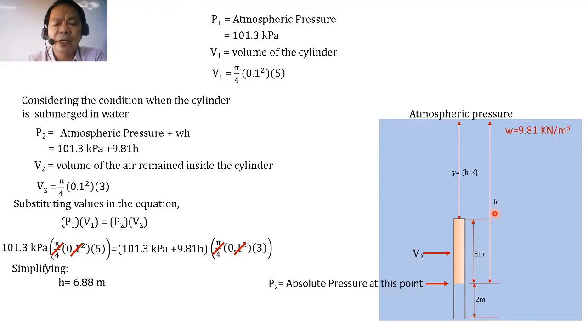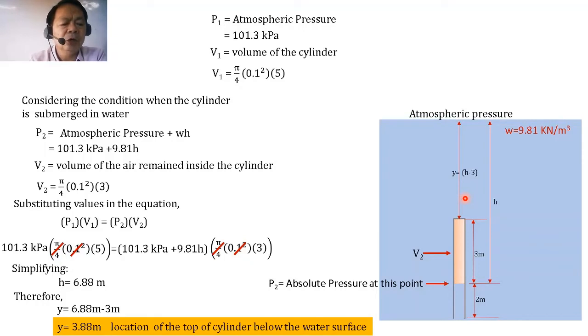So therefore, our y will be equal to h minus 3. And the depth of the water will be 6.88 minus 3, giving us a value of 3.88. So this 3.88 is the height of the location of the top of the cylinder below the water surface. That is the value of y. We see 3.88 meters.